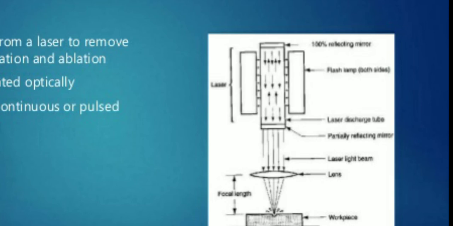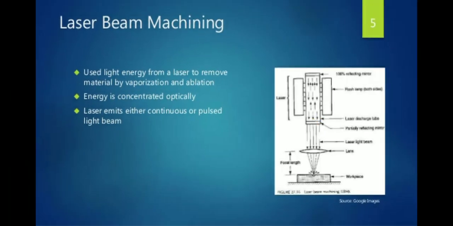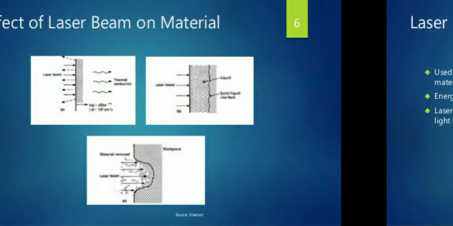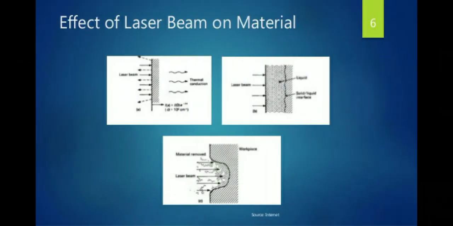One more point I want to add here: between the flash lamp we have placed the laser material. That material is called the ruby material. In the next slide we will go into that. So these are the effects of laser beam on material.